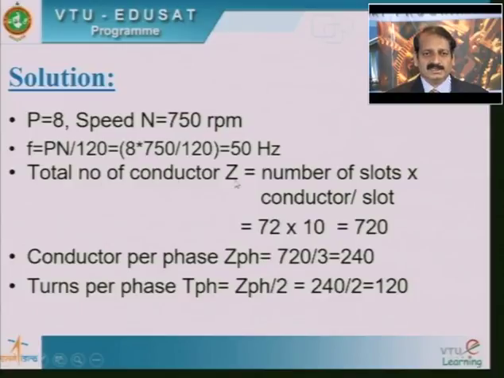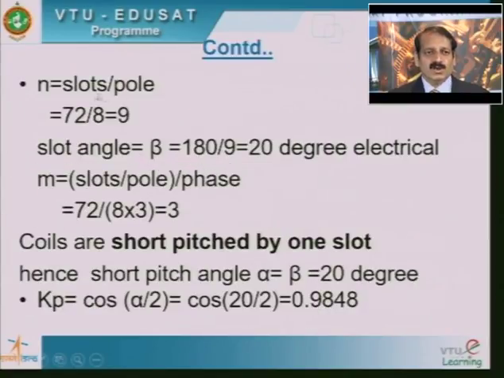Total number of conductors is given by number of slots into conductors per slot, and it is calculated as 72 into 10 is equal to 720. Conductors per phase, since there are 3 phases, Z_ph is equal to 720 divided by 3, which is equal to 240. Turns per phase is equal to Z_ph divided by 2, which is equal to 240 by 2, given as 120. Now, slots per pole.